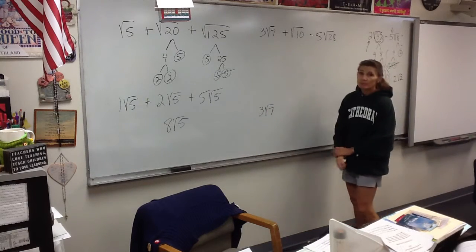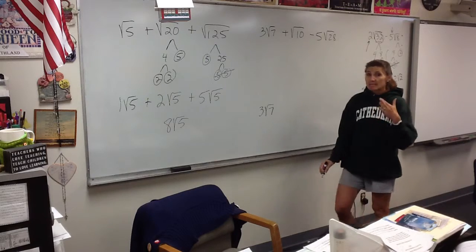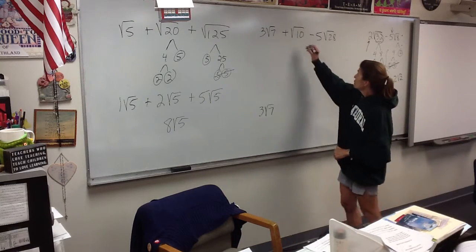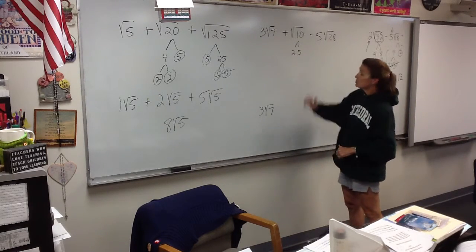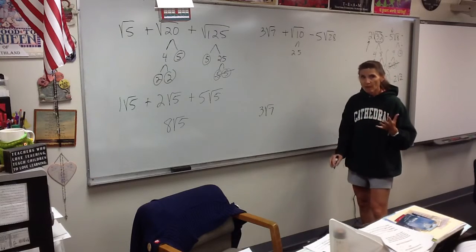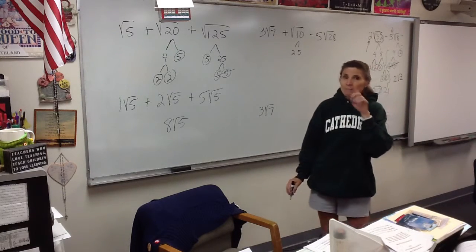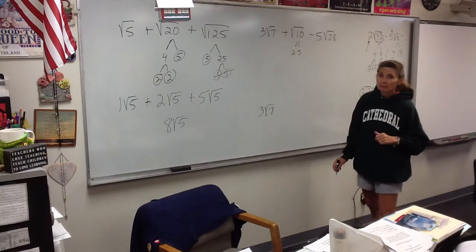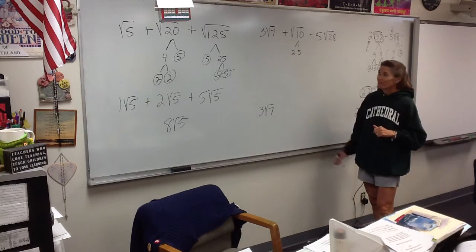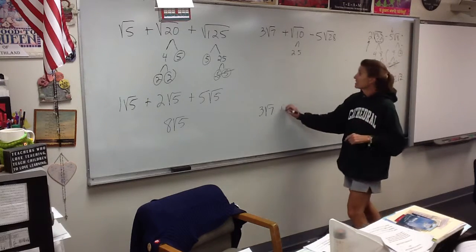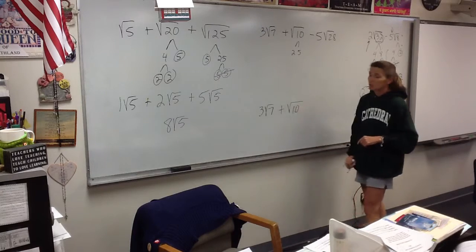How about the square root of 10? Now, 10 does have factors. You can break 10 down into 2 times 5. But what's wrong with that? Why does that not help me? Because when I do square roots, I need groups of 2. And there aren't 2 of anything. So that's just going to stay the square root of 10.